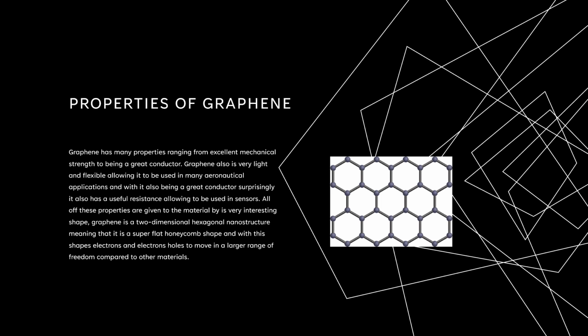But the reason why graphene has these properties is because of its shape. Graphene is a two-dimensional hexagonal nanostructure. So as shown in the picture, it's in a shape like a honeycomb, and it's a flat piece of that. And with this structure, it has more range to move electrons and have electron holes than other materials.